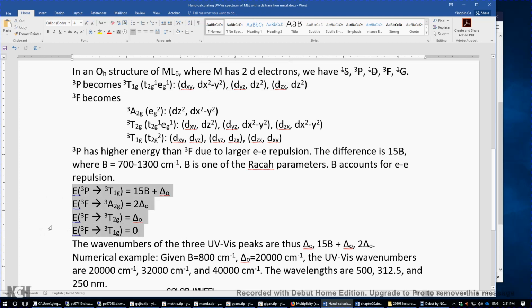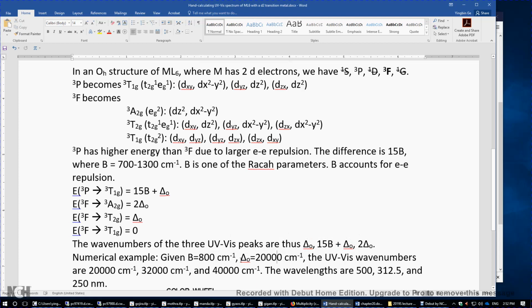And then again, we have 4 energy levels. We'll be able to observe the electronic transition from 0 to delta O, from 0 to 2 delta O, from 0 to 15B plus delta O. That's why in this transition metal complex with an octahedral point group, we will observe 3 peaks in the UV-Vis spectrum. And then if we have some numbers here, let's say B is equal to 800 wave numbers. Delta O is equal to 20,000 wave numbers. And then we can compute the 3 UV-Vis peaks.